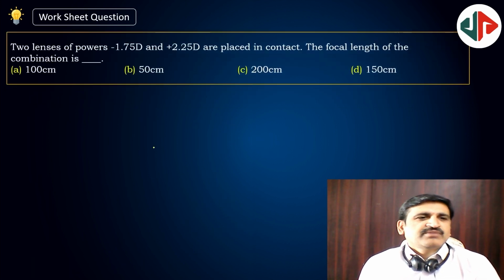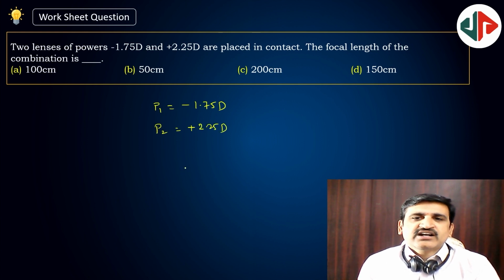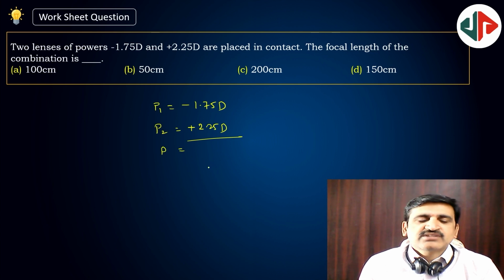Two lenses of powers P1 is equal to minus 1.75D and P2 is equal to plus 2.25D, placed in contact. The focal length of the combination? Net power is equal to, you can add them. Here one is plus, one is minus, so subtraction takes place. So it will be 0.50 D positive.